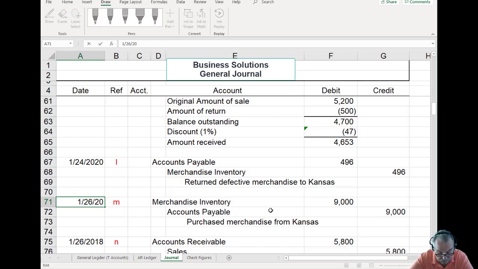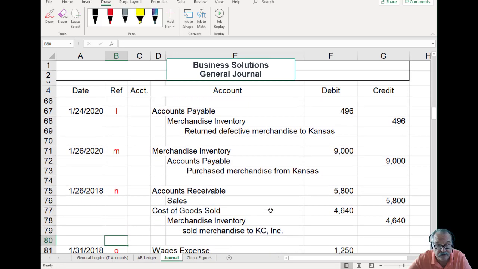On the 26th, this is transaction M. The company purchased $9,000 of merchandise from Kansas Corp with terms 210 net 30. Same transaction we had before. We just bought some more stuff. Debit merchandise inventory, $9,000. Credit accounts payable, $9,000.